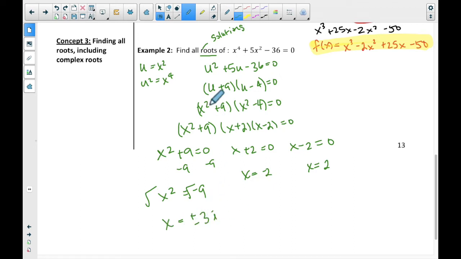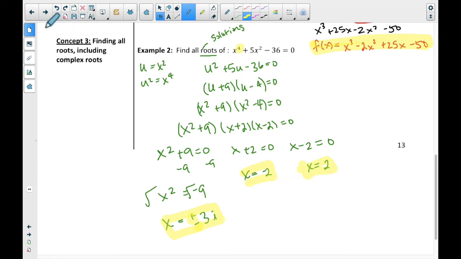So the question is, find all the solutions. How many solutions should there be? Well, there should be 4 because this is a fourth power. So our 4 solutions, here's 1, here's 2, here's 3, and 4, because this is a positive and a negative, so it's positive 3i and negative 3i. There is our 4 solutions.